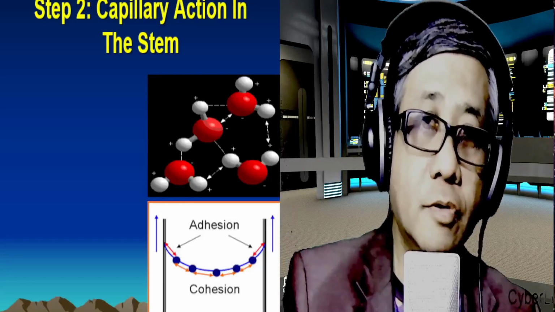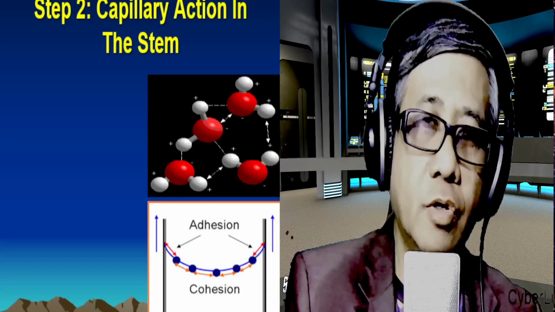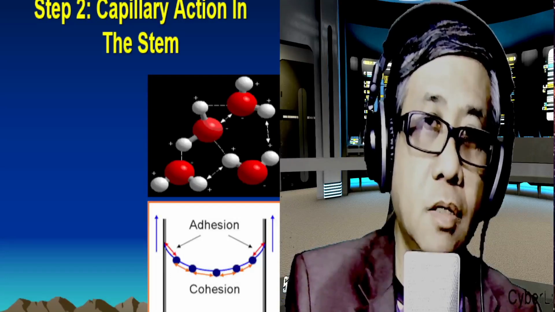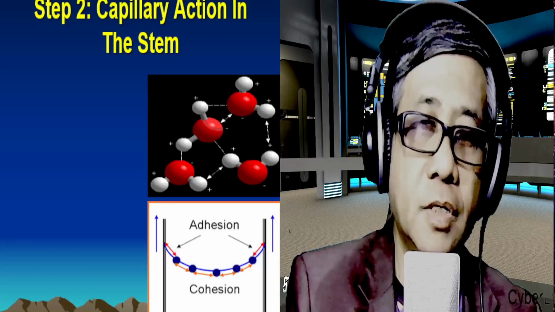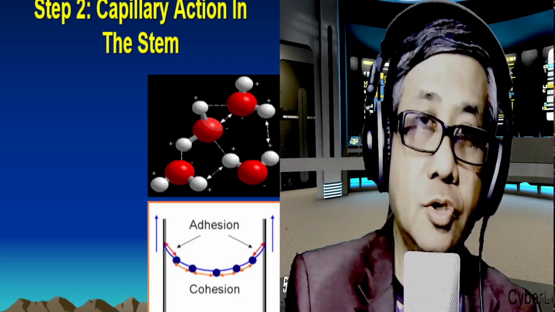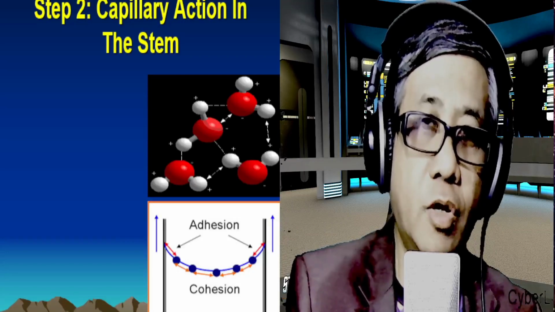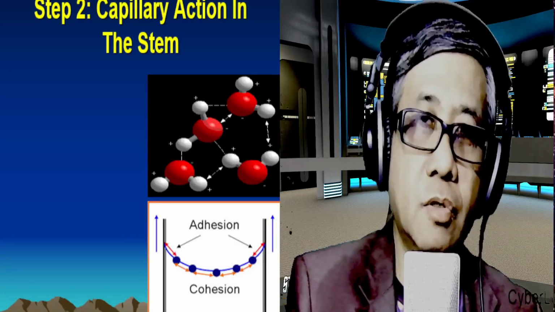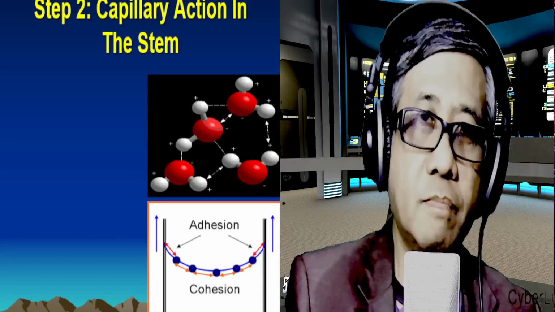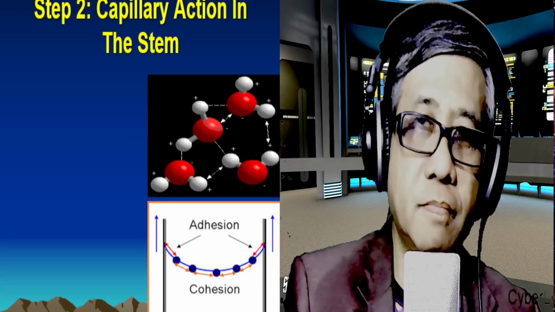So we will now proceed with the second installment of our online lecture on the transport of water and minerals throughout the plant. In the first part of our video, we studied the absorption of water and minerals at the roots. That's step 1 in the transport of substances throughout the plant. We shall now proceed with step 2. Step 2 is capillary action in the stem.